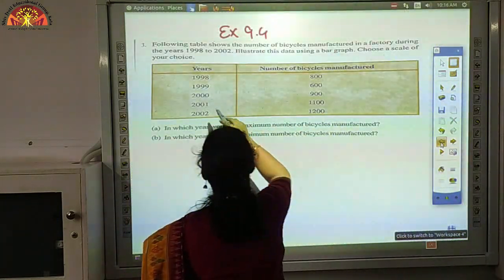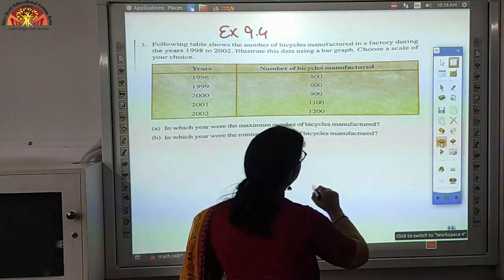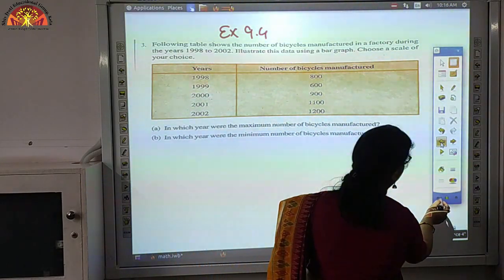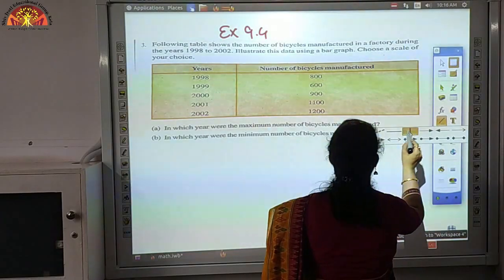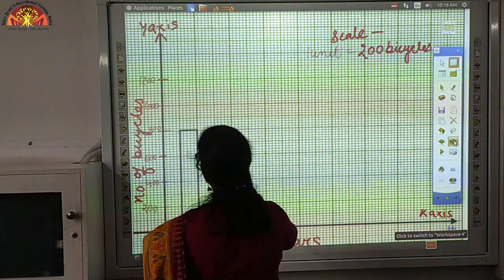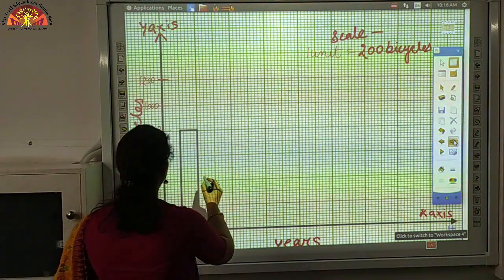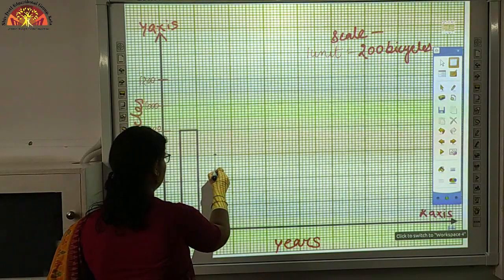Now in the next, 1999 we have 600 bicycles. So 600 bicycles shows here. Now we leave this space and draw 600 bicycles.